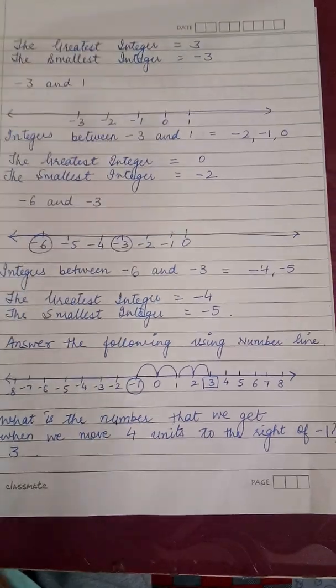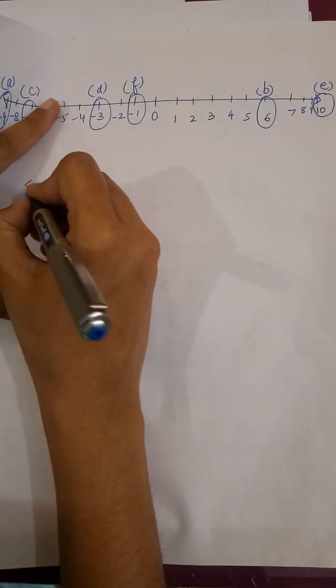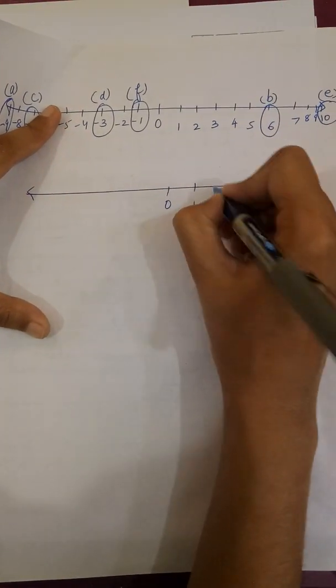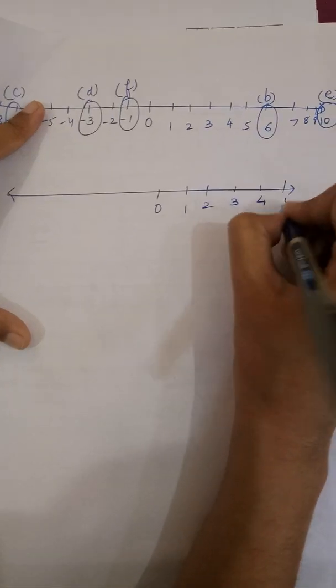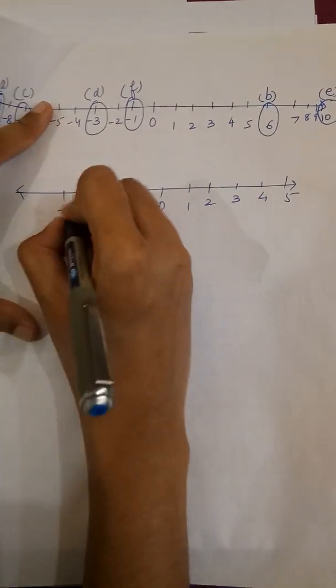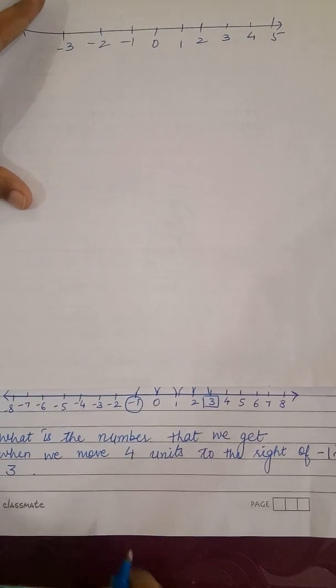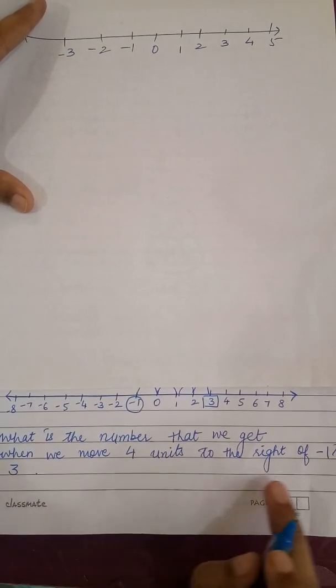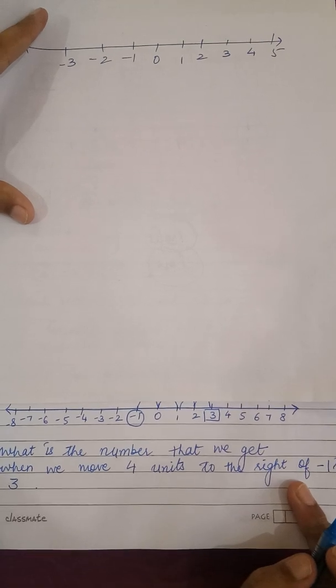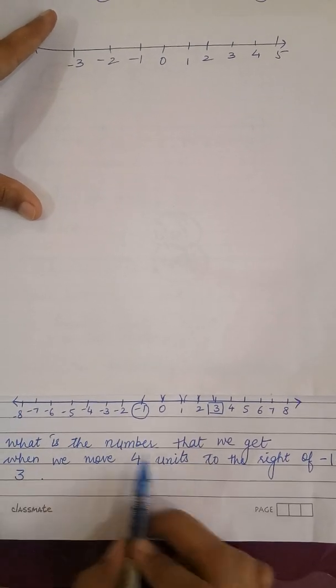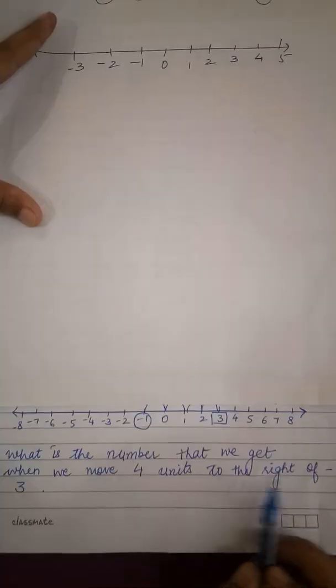Let me draw it for you here. This number line is given to me: 0, 1, 2, 3, 4, 5, and so on. This is minus 1, minus 2, minus 3. The question is, what is the number that we get when we move 4 units to the right of minus 1?